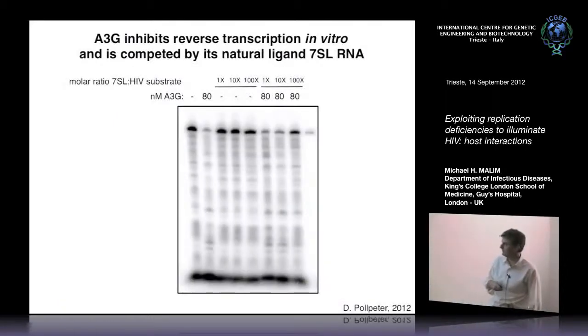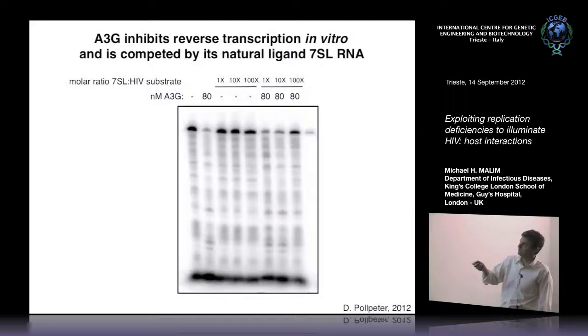And here's one example. This is an in vitro assay using a synthetic template and purified enzymes. This is looking at the strong stop DNA. So you have a primer and a template, and this would be reverse transcriptase just dropping off the end of the template. So this is the full-length product. If you add recombinant APOBEC3G to these assays, you see a substantial decrease in the amount of that product.